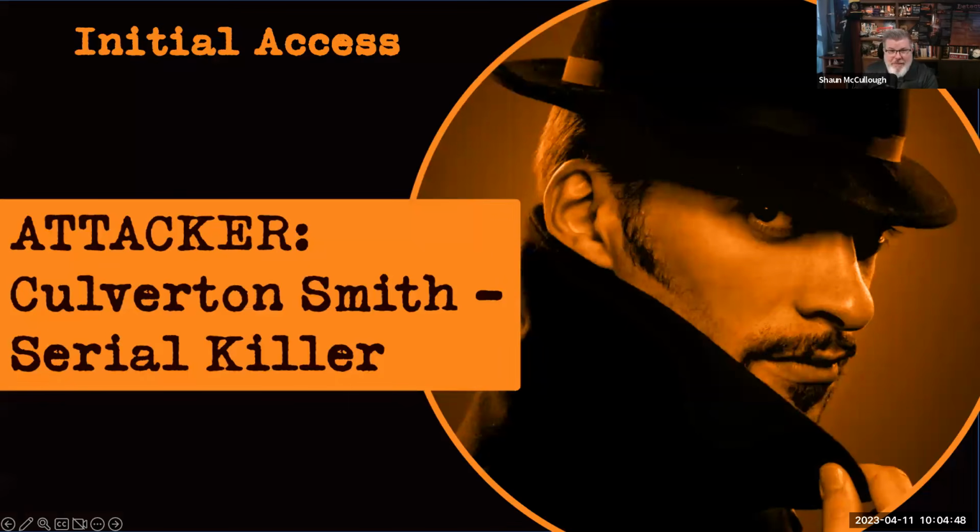So the first person that Moriarty brings on is Culverton Smith. Culverton is a serial killer, but also he has lots of ties into the underground. And so Culverton's going to go and try and figure out where an infrastructure might be that Moriarty's team can hack into. So Culverton's going to do some OSINT, some open source intelligence, and try and evaluate what kind of web presence Mycroft has.